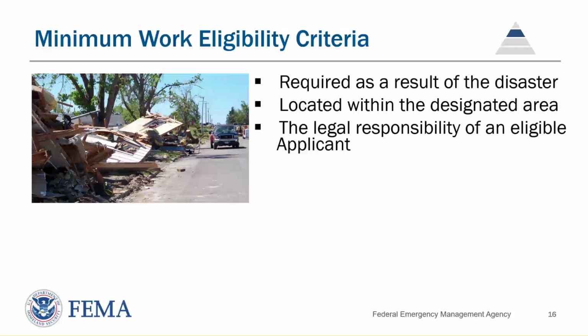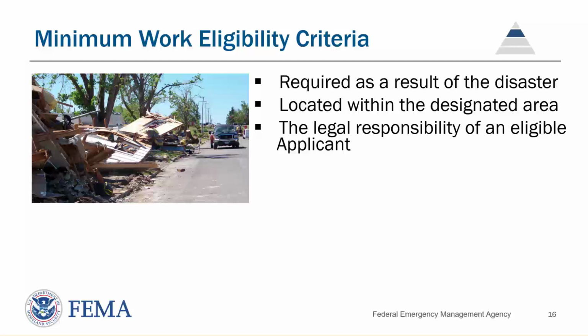So, minimum work eligibility, you've got 3 things. Required as a result of the disaster, located within the designated area, and the legal responsibility of an eligible applicant. It seems like a no-brainer, but you have to think about it a little bit too. Required as a result of the disaster means the declared disaster. Let's say you're in Louisiana and you've encountered 5 hurricanes this past season, which unfortunately we have. Depending on what declaration you are submitting your Category A project for, you will have to demonstrate that it is the result of that particular event. That is something that you as an applicant will have to support.